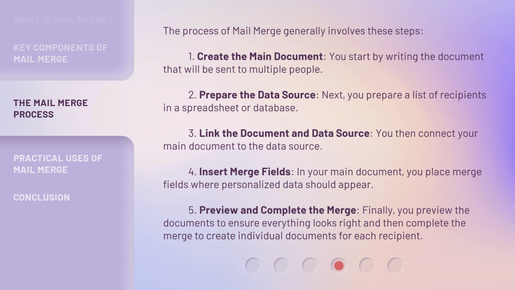4. Insert merge fields. In your main document, you place merge fields where personalized data should appear. 5. Preview and complete the merge. Finally, you preview the documents to ensure everything looks right and then complete the merge to create individual documents for each recipient.